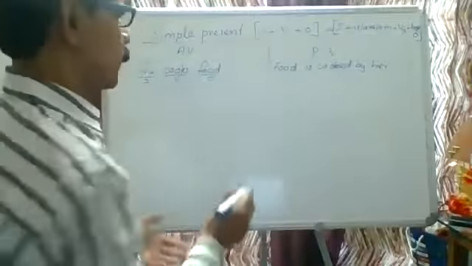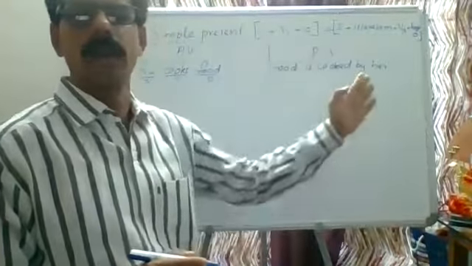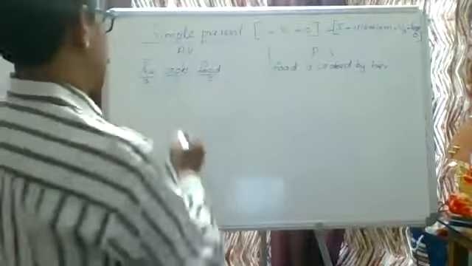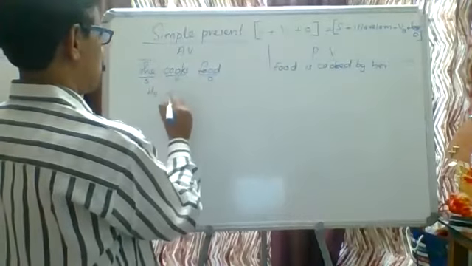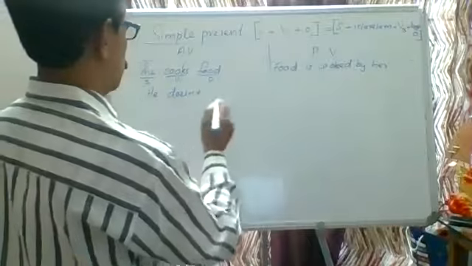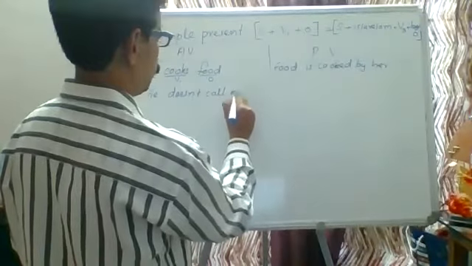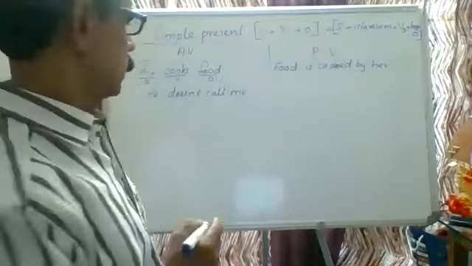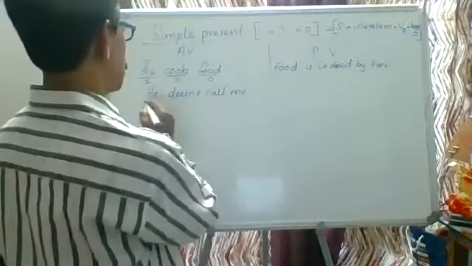If there is any negative in the sentence, you can add the same not with the helping verb. For example, I'll show you one simple question with a negative. He doesn't call me. Here, we have to find out the object. What is the object? Whom does he not call?